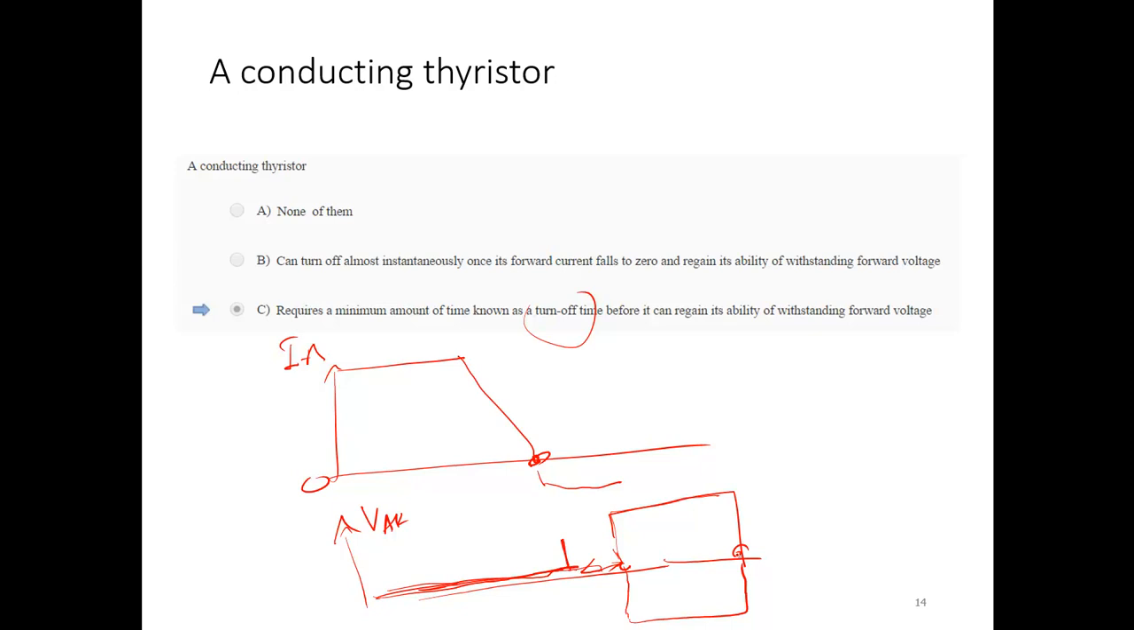That means that normally a thyristor will be off. When it is off, it will withstand voltages that are positive or negative. Once it's conducting, the voltage will be 0. But to regain the ability to withstand voltage, you need a minimum time to recombine the charge and then come back. This time is the t-off, the turn-off time. The manufacturer normally specifies this time.